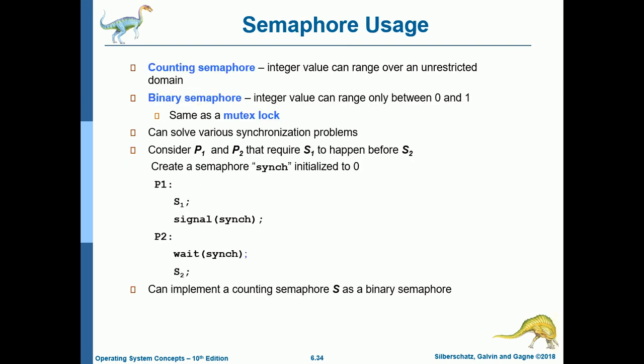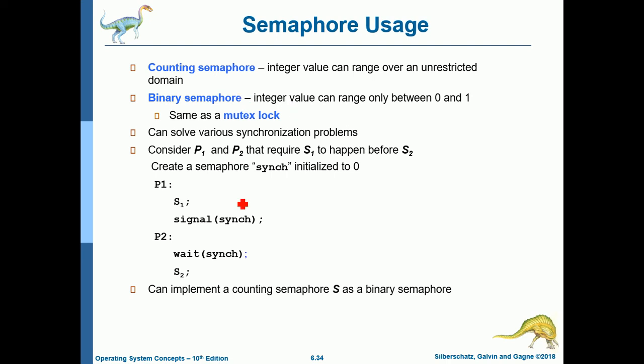So, semaphore usage. We have the counting semaphore, where the integer value can range over an unrestricted domain, or the binary semaphore, where the integer value can range only between 0 and 1. A binary semaphore is the same as a mutex lock. It can solve various synchronization problems. What's good with semaphores is that they can have an unrestricted domain. They can service as many processes as they can acquire.